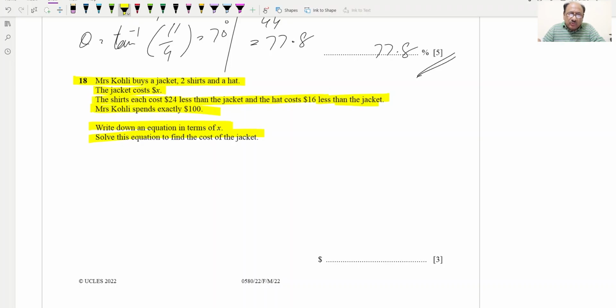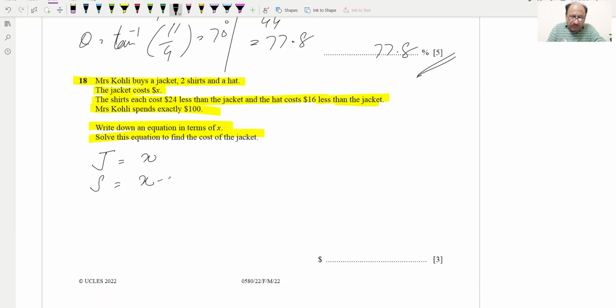Solve this equation. So we can form the equation: the jacket is x dollars, and the shirt will be what?